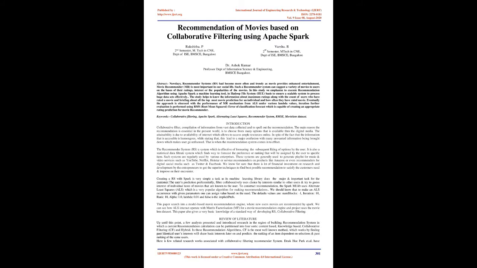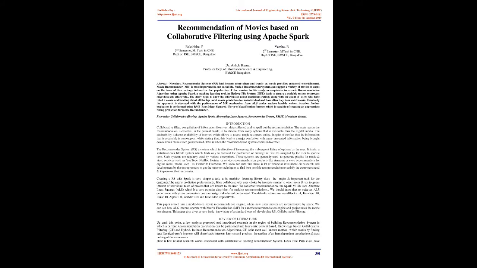Eventually the approach is focused on the performance of MR mechanism from ALS under various lambda values. Iteration further evaluation is performed using RMSE, root mean squared error, of classification forecast, which is capable of creating an appropriate rating prediction for movie recommender. Keywords: collaborative filtering, Apache Spark, alternating least squares, recommender system, RMSE, MovieLens data set.